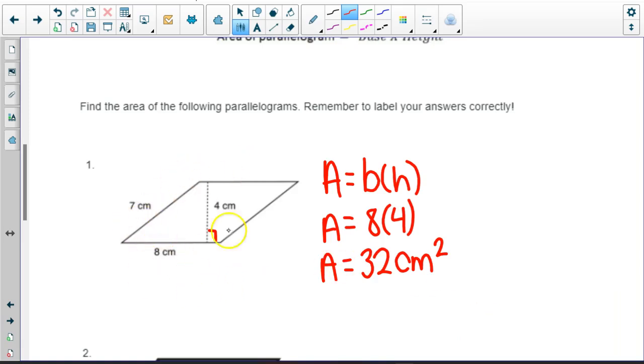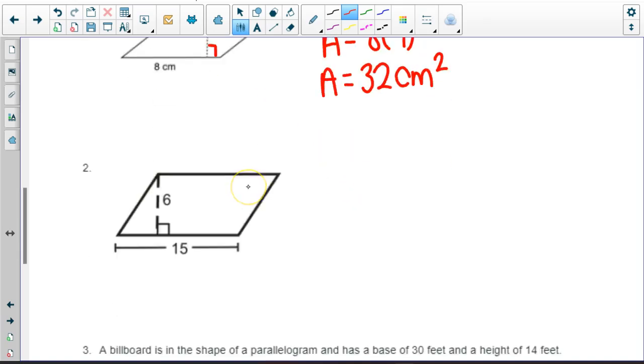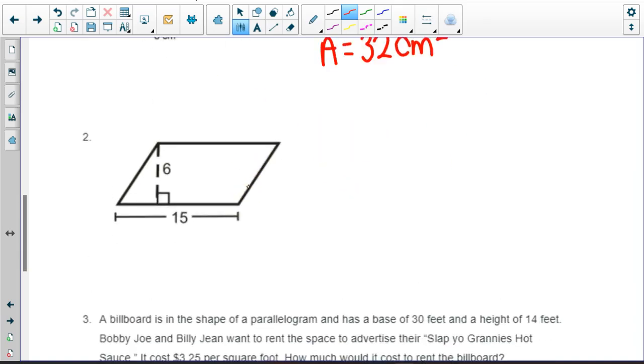So this extra 7, they just put there to throw in another number and see if you know what numbers you're supposed to work with. So don't let it trip you up. Go ahead, flip the page and try the second one.